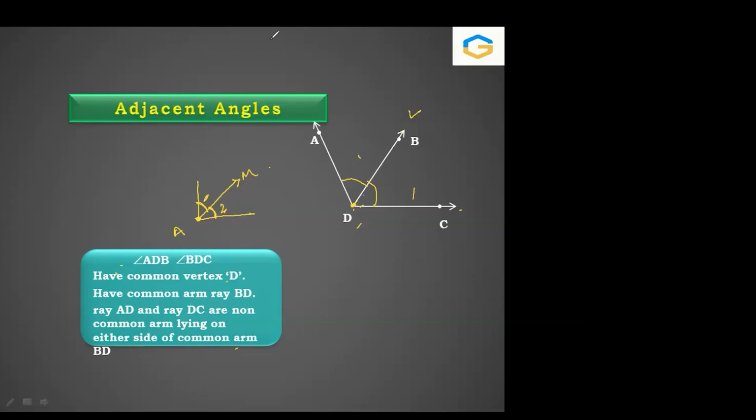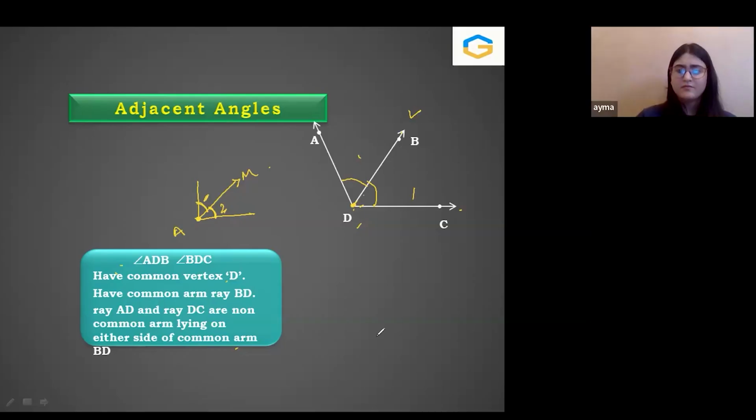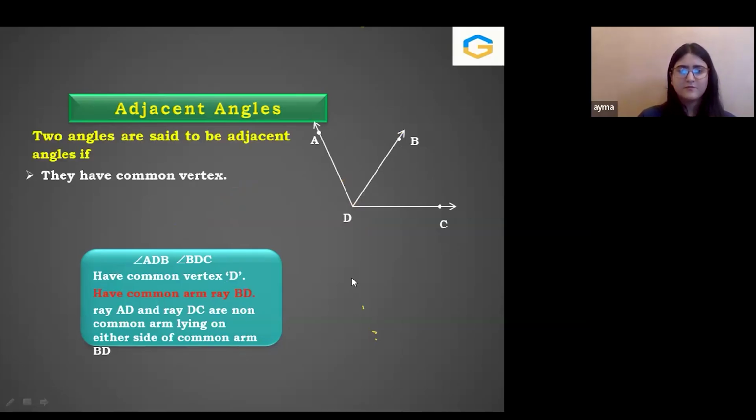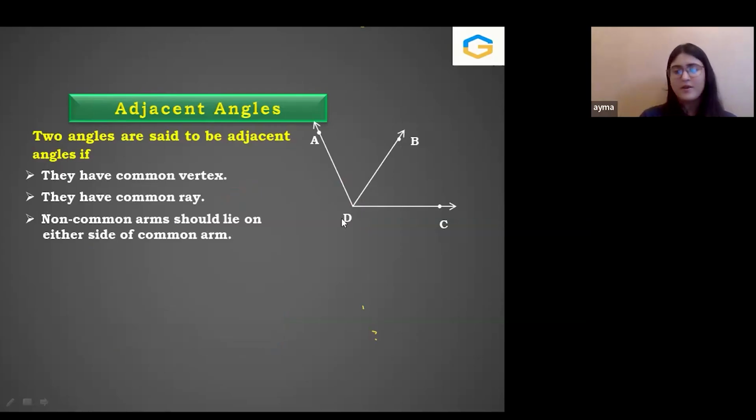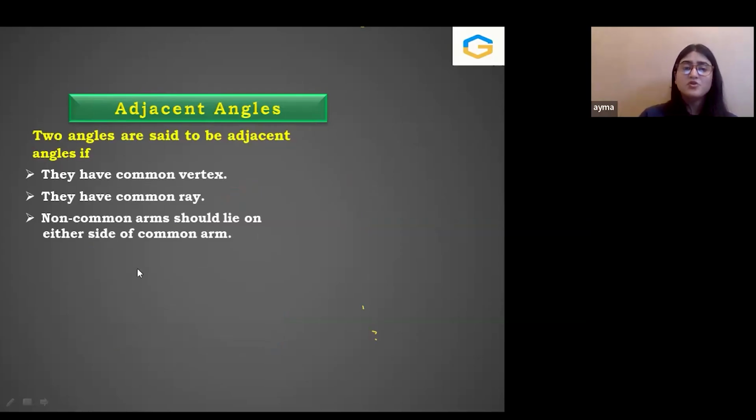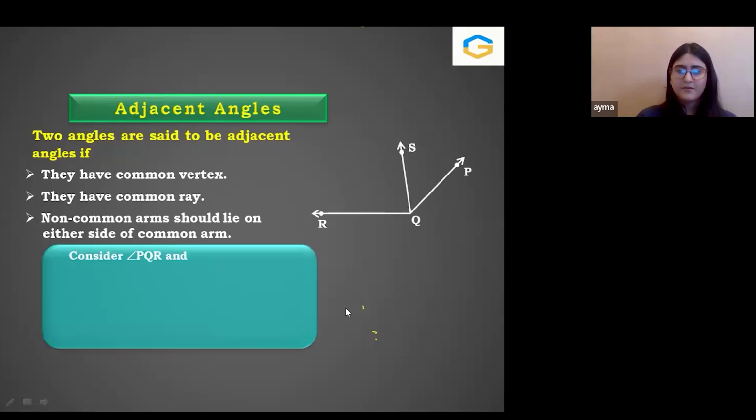Yes, ma'am. Good. So let's move forward now. इन points को note down कर लो. Two angles are said to be adjacent angles if they have a common vertex, as I told you, if they have a common ray, या फिर common arm भी कह सकते हो, and the non-common arms should lie on either side of the common arm. अगर ये non-common arm है, यहाँ से non-common होना चाहिए और यहाँ से भी non-common arm होना चाहिए. See this one.